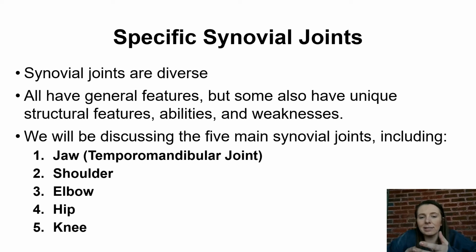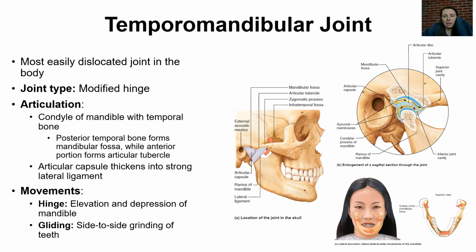And so we're going to be discussing the 5 main synovial joints, including the jaw, which is also called the temporomandibular joint, the shoulder joint, elbow joint, hip joint, and knee joint. Right, so let's just dive on into these. So the first one is the temporomandibular joint. Fun fact about this joint, it's the most easily dislocated joint in the entire body.